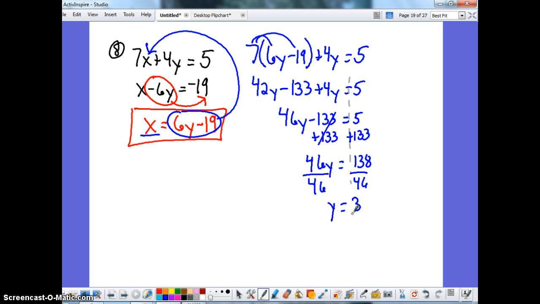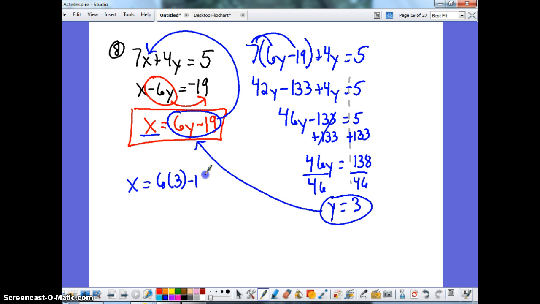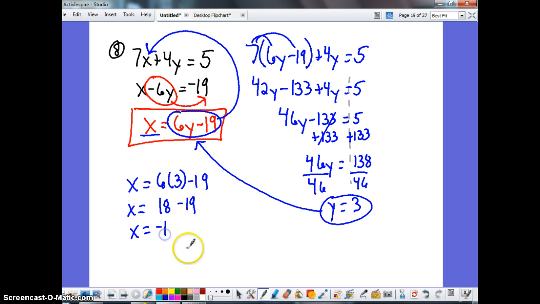Take that 3, plug it into the helper equation to solve for x. So 6 times 3 minus 19, 18 minus 19, x here is going to end up equaling negative 1. So negative 1 comma 3 is our answer for number 8.